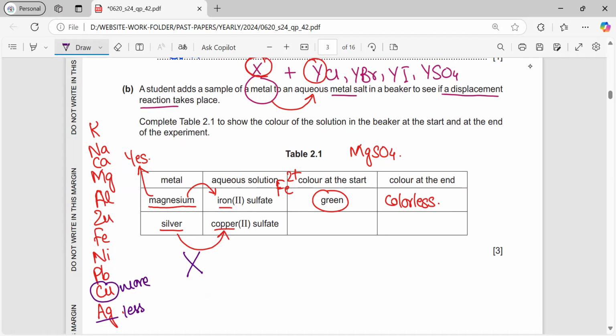So the solution will be blue in the starting, and in the end also it will remain blue because no reaction will happen.